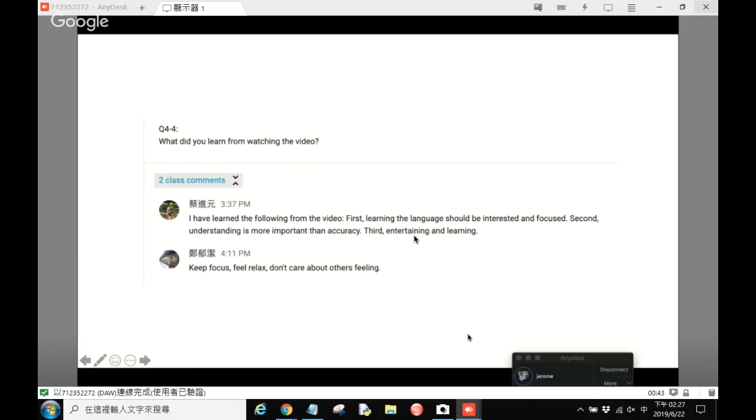Then the second grouping was two people. You should be interested in focus, and understanding is more important than accuracy, and entertaining and learning. All right, that's right. Hopefully when you learn something, it's interesting. In school, of course, you have to learn what the school or the teacher wants you to learn. But if you're doing this by yourself, of course, pick something you like.